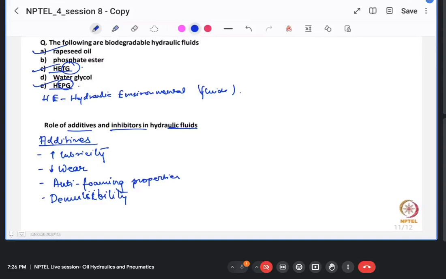So inhibitors' role is to prevent chemical reaction, because this is completely undesirable. You only want the fluid to be carrying your energy, right? You don't want it to react with your system. So under this, the anti-corrosion and anti-oxidation properties come into picture.